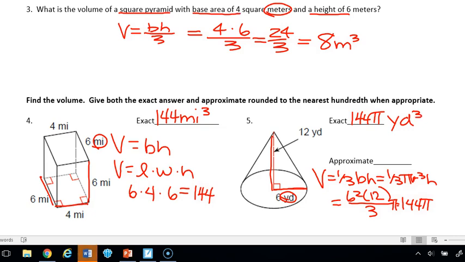And then for the approximate, I'm actually going to multiply that by pi, and that gives me 452.39, and I did it to 2 decimal places because it told me to round to the nearest hundredth, and then that's yards cubed as well.